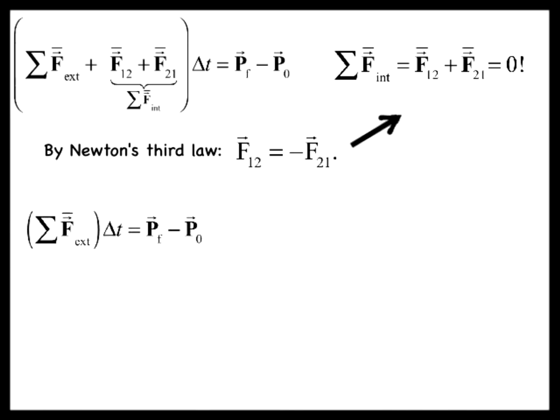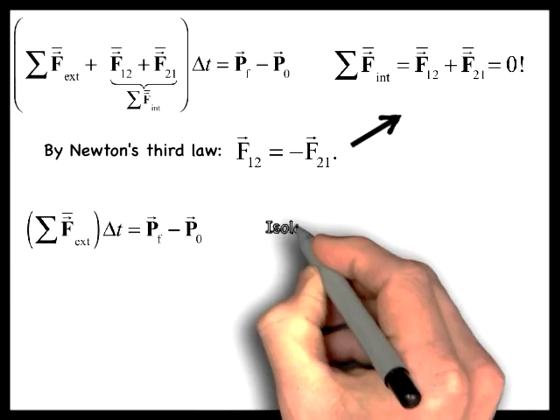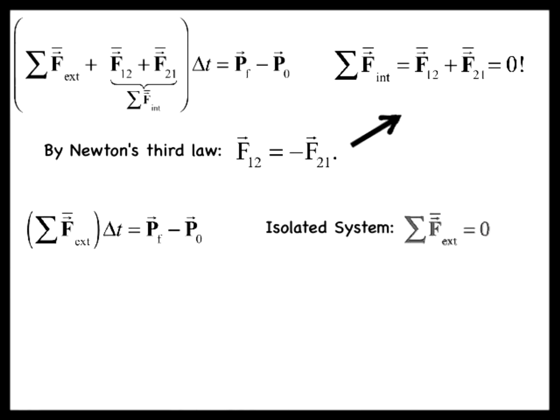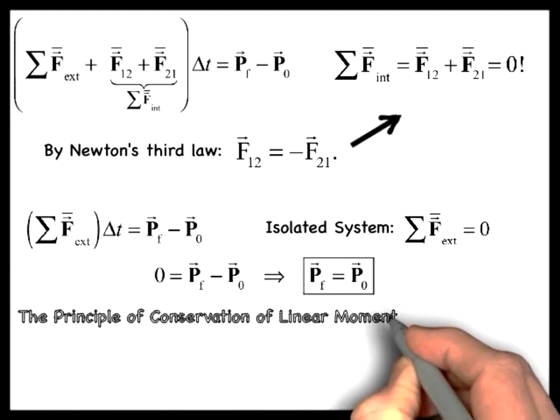Let's now suppose our system is isolated. In an isolated system, the sum of the average external forces is equal to 0. Therefore, the left side of our equation is 0, which means the right side must also be 0, or equivalently, the total final momentum of the system must be equal to the total initial momentum of the system. This result is known as the principle of conservation of linear momentum.